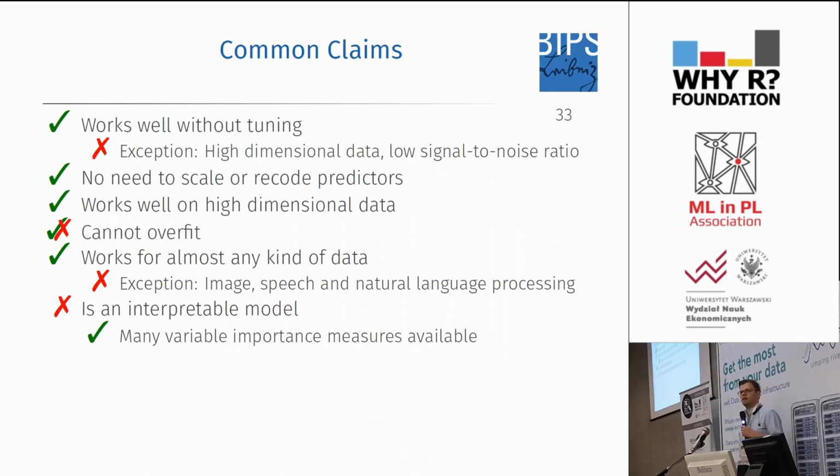So I wouldn't say random forest is an interpretable model per se, but you have several variable importance measures available, and this is usually more than for other methods. For boosting, you have maybe one, two, or three methods, and they're kind of the same as in random forest, and they're not working so well. And for neural networks, you usually just use the model-agnostic approaches.